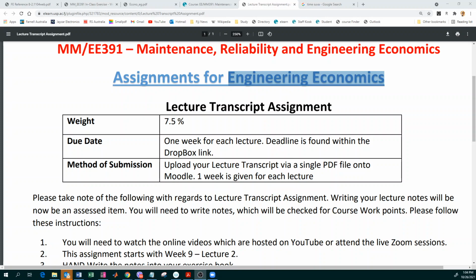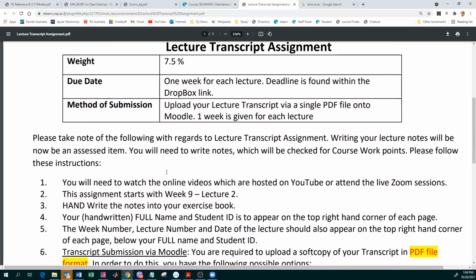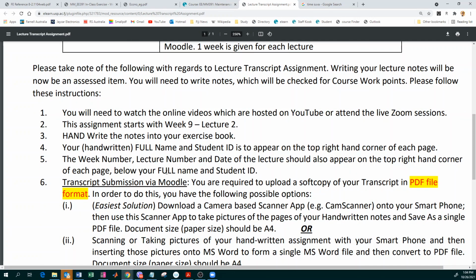With that 15% worth of coursework to be distributed, I have to figure out what I'm going to give to you that will actually be meaningful for your learning purposes. So okay, let's read out what you've got to do.